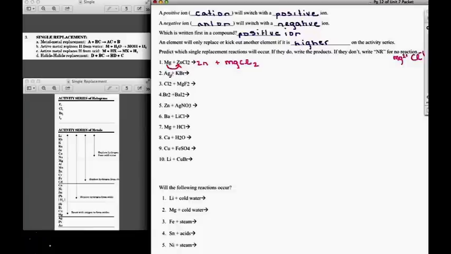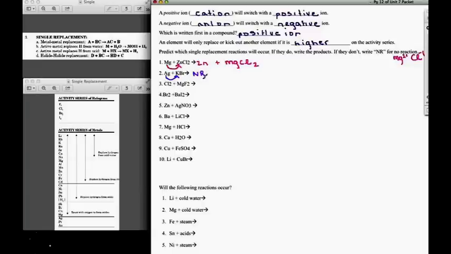So Ag naturally has a plus charge. It has a positive charge. So Ag is going to kick out K since K has a positive charge. All right, so let's check to make sure Ag can do that. All right, so where's Ag? Oh, Ag is all the way down here, and K is way up here. So since Ag is below K on the activity series, Ag cannot kick K out. All right, it has to be higher up on the activity series. So I'm going to write no reaction, and I'm done.